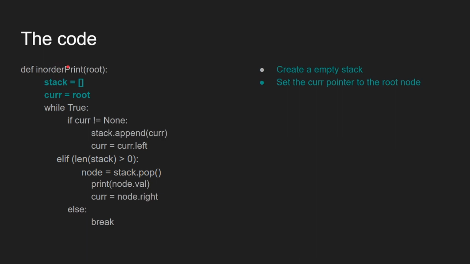So we make a function called inorder print where you pass in the root of the tree. Then you create an empty stack and you set the current pointer to the root node.